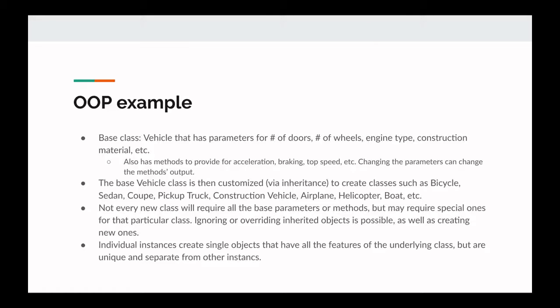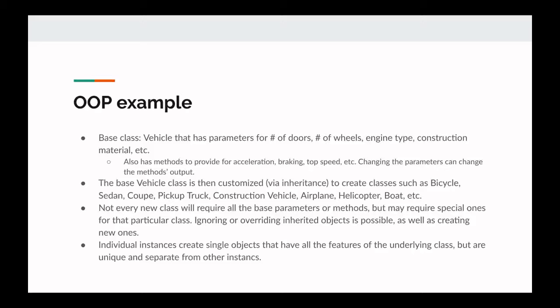So if we have a base class, which is going to be vehicle, and this is the most generic vehicle you can define, so it could apply to any vehicle ever. It's going to have parameters for the number of doors, number of wheels, engine type, if any, the construction material, what it's used on, land, sea, air, stuff like that. It may also have methods for acceleration, braking, top speed, turning radius, things like that. And if you have your methods using the parameters as input arguments, changing those input parameters can change the output that method creates.